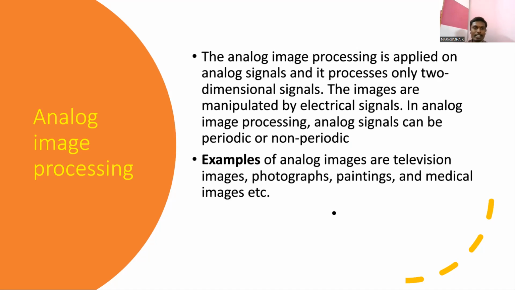Next, here are a few examples of analog signal representation: television images, photographs, paintings, and medical images. For example, any X-ray or CT scan or any scanning report. Such types of images are also known as analog images because we can see the image, but the processing signals we cannot see with the naked eye.